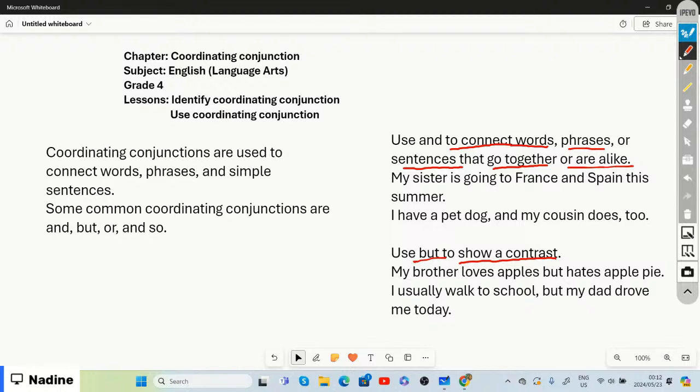So that is basically how we use the word but. We use but to show contrast, and it's like saying my brother loves apples but hates apple pie. I usually walk to school, but my dad drove me today.